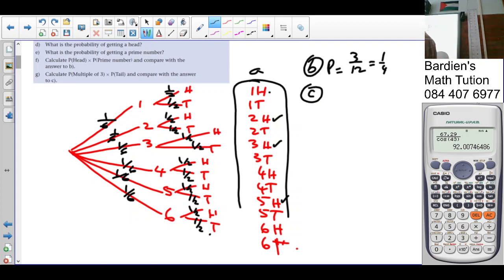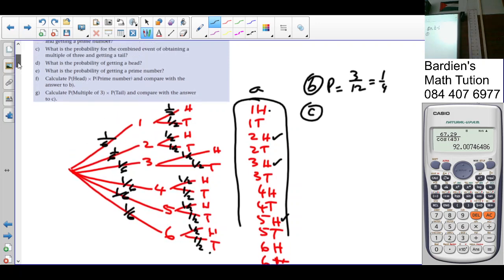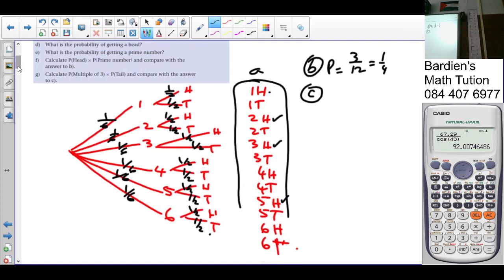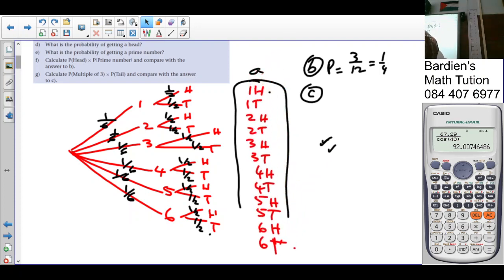C says, what is the probability of the combined events of obtaining a multiple of 3 and getting a tails? A multiple of 3 and getting a tails. So multiples of 3 and tails.